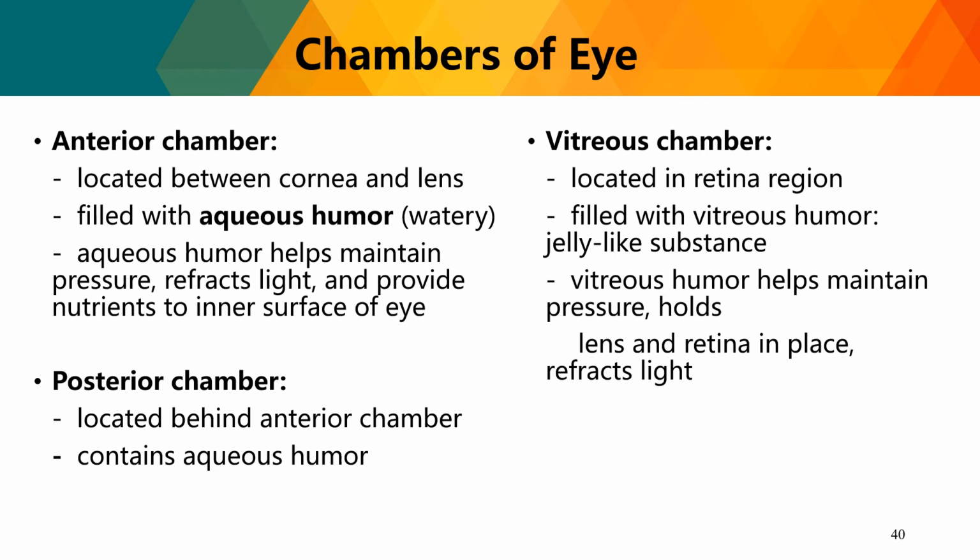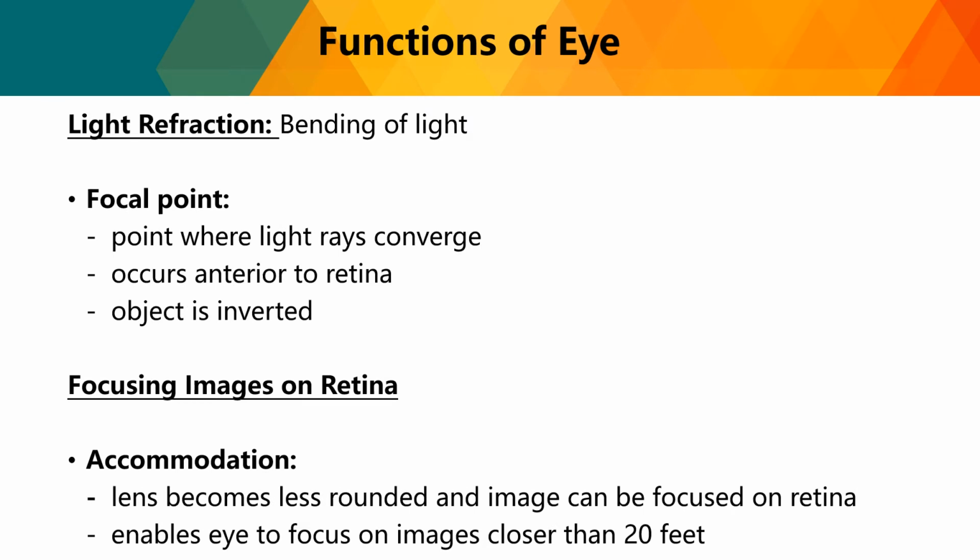And then you also have your vitreous chamber. It is located in the retina region. It is filled with vitreous humor, a jelly-like substance, and the vitreous humor helps maintain pressure, holds the lens and retina in place, and it also refracts light. So the eye functions much like a camera. The iris allows light into the eye, which is focused by the cornea, lens, and the humors onto the retina. So the light striking the retina produces action potentials that are relayed to the brain, and light refraction and image focusing are the two main important processes in establishing vision.